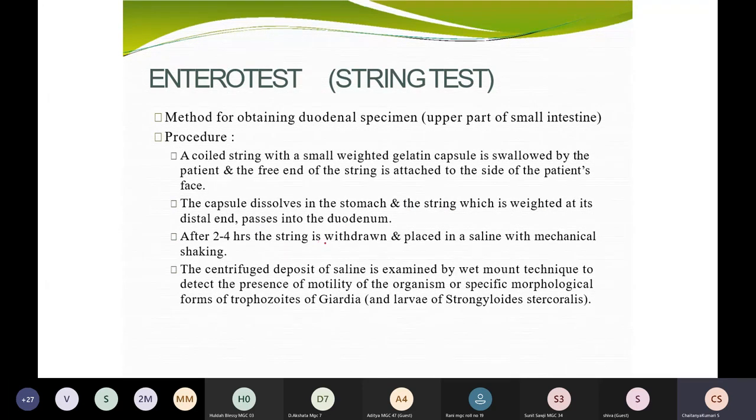After 2 to 4 hours, the string is withdrawn and placed in saline with mechanical shaking, and the centrifuged deposit of saline is examined. When it undergoes centrifugation, you can see some sediment. That sediment will be examined again under the microscope to detect the motility of the organism, the same way we observed the stool sample. In the same way, you can go with the microscopic observation to detect the presence of the cysts or trophozoites.